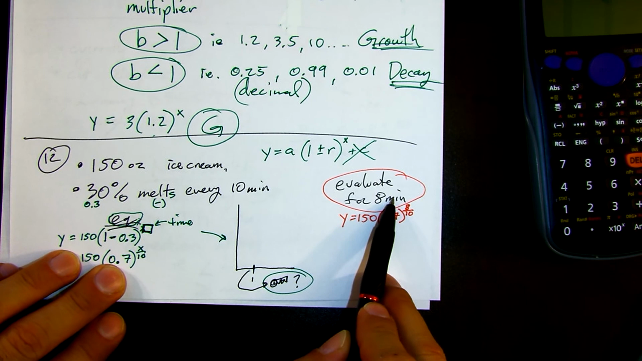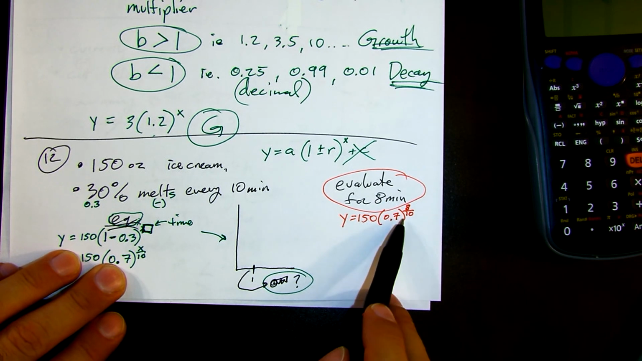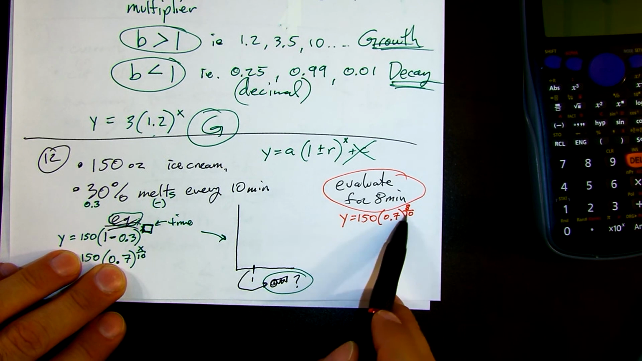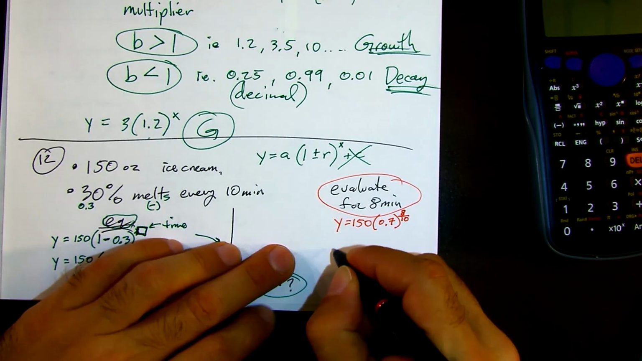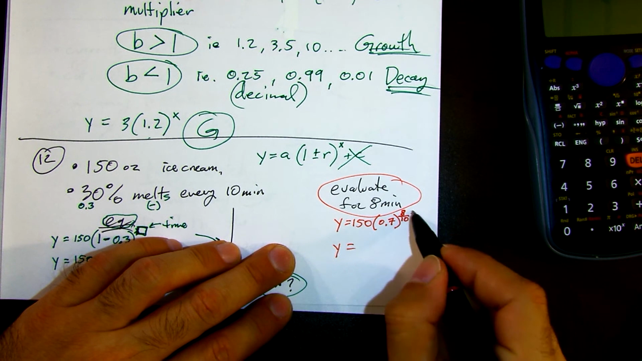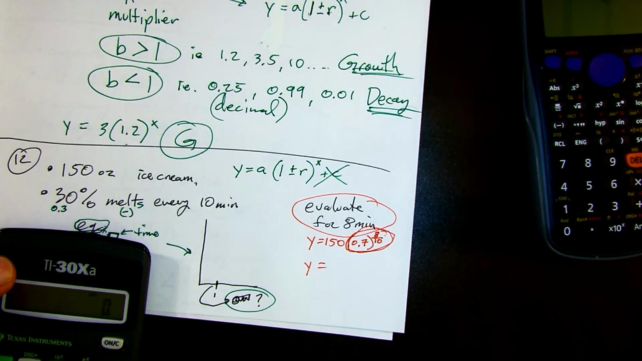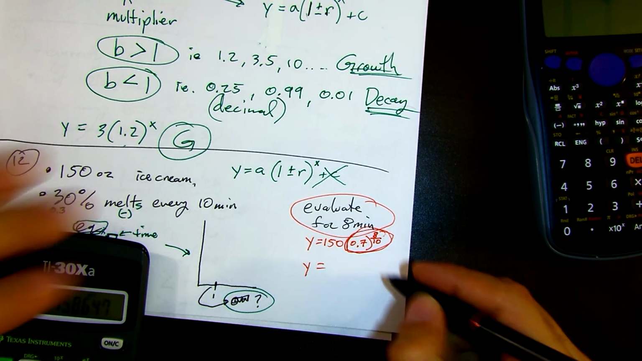And get your calculators ready. This is one chance to check if you have calculator skill for this. It's going to be 8/10 because the time we ended up was x over 10, but we're looking at it for evaluating at 8 minutes. Not going to be the full decay, 30% of melting decay. It's going to be almost there, but not quite.